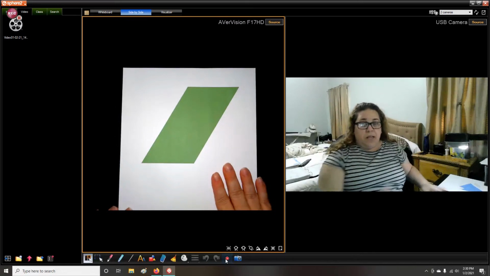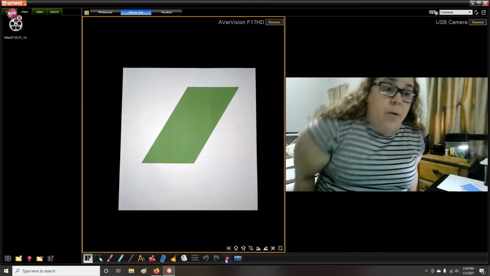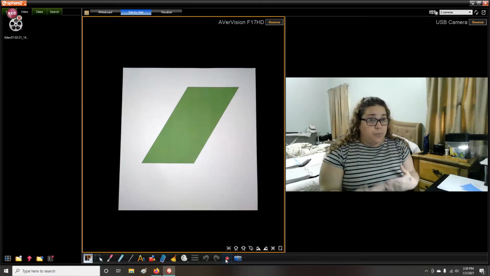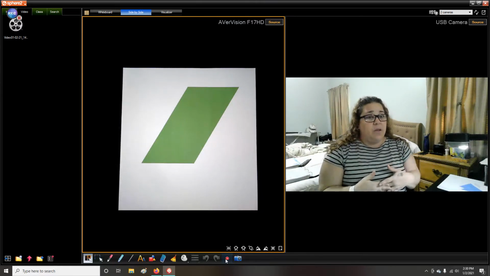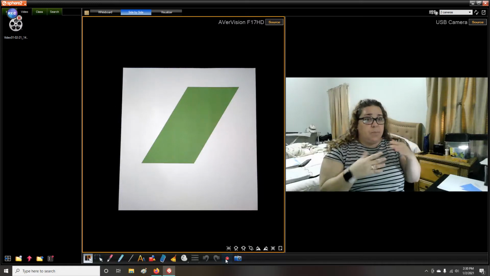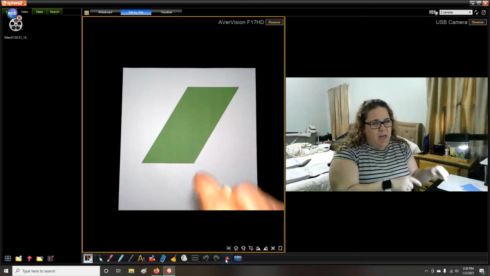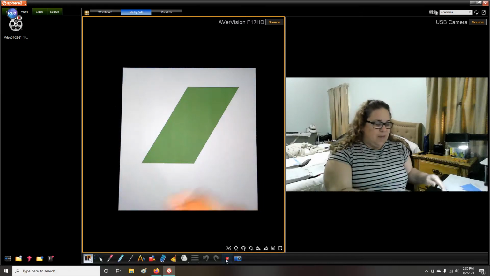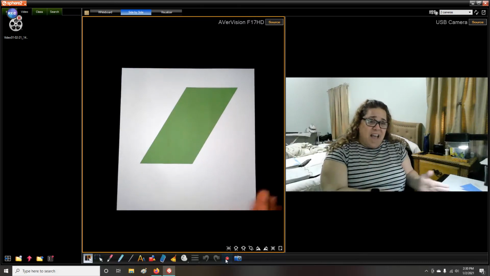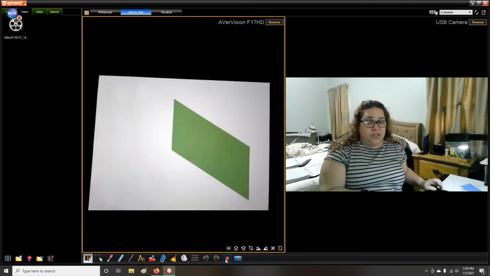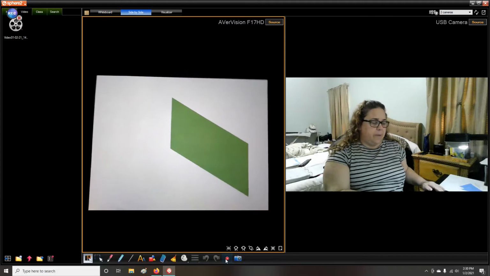This is a parallelogram. Now, bear in mind that a rectangle and a square can also be a parallelogram because the lines run parallel. But when we think of a parallelogram, we're more thinking about this type of a parallelogram, one that has diagonal lines, okay? And even if I turn it to the side, those lines are still diagonal, okay?